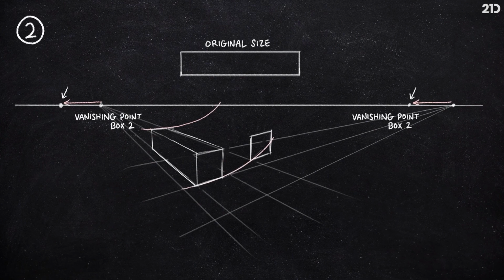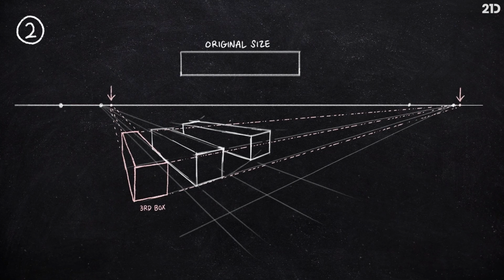I roughly drew a curve to mark where I wanted the rectangle to move. I then used the new vanishing points to figure out the angle of the rectangles. If you were to draw a rectangle to the opposite side, the vanishing point will move to the right.